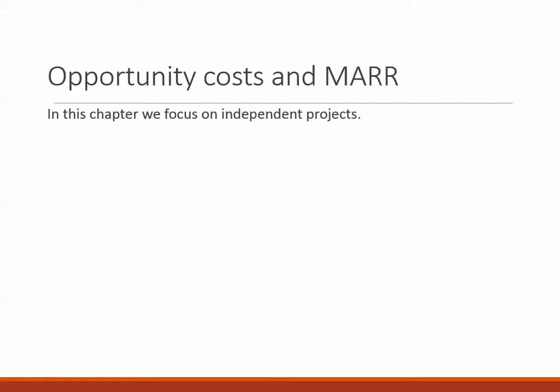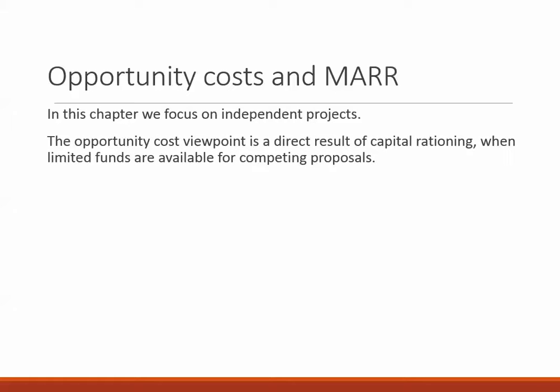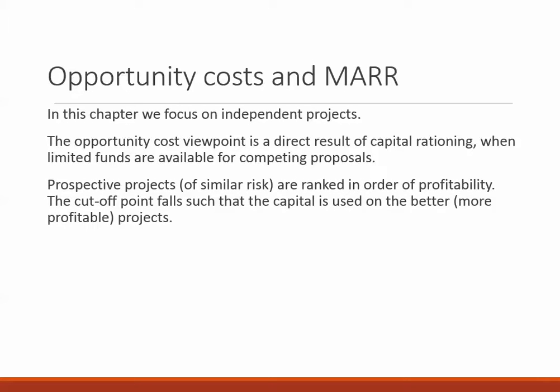So in this chapter, we focus on independent projects. And unfortunately, you can't choose all of them. When you choose one, you're clearly choosing to not undertake another project. The opportunity cost viewpoint is a direct result of capital rationing, when limited funds are available for competing proposals. Prospective projects of similar risk are ranked in order of profitability. The cutoff point needs to fall such that the capital is used on the better and more profitable projects. Well, that's obvious. And this is a lot of what we've seen in this class.